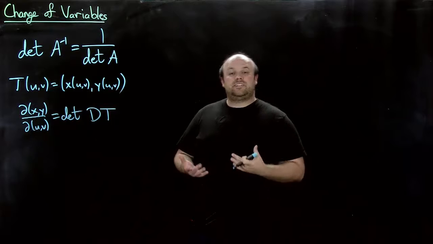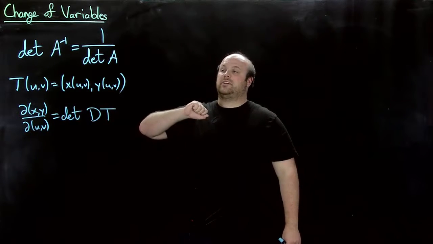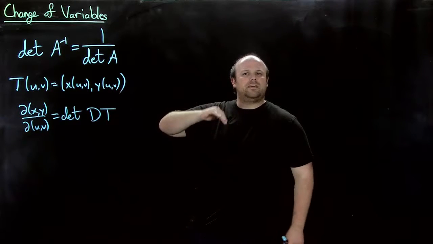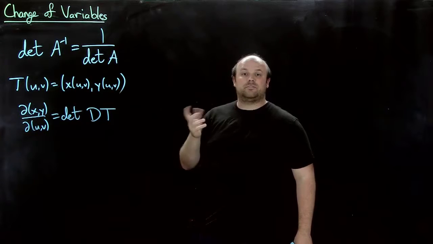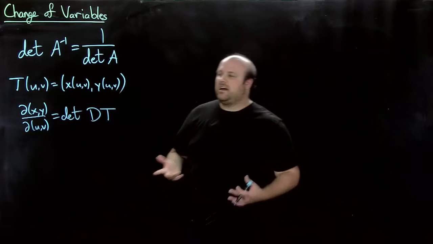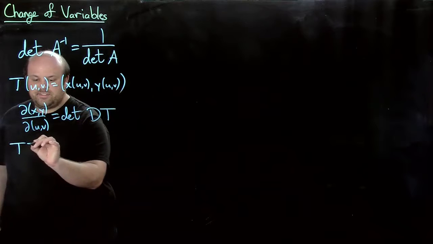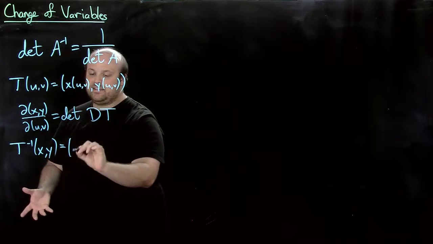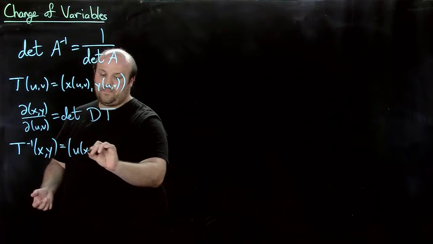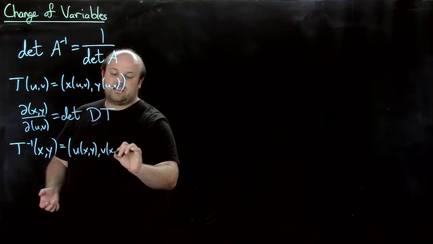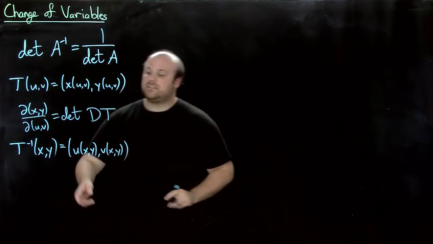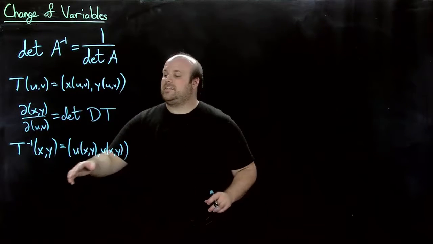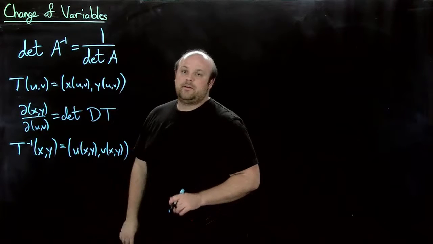Okay? But if we start by just saying u equals something and v equals something, like last time, I think we had u equals x minus 2y, v equals x plus y. If we just start with something like that, we actually have T inverse, right? And that tells us if we give it an x and y, it tells us what u(x,y) and v(x,y) are, right? So this T inverse is inverse to this guy.